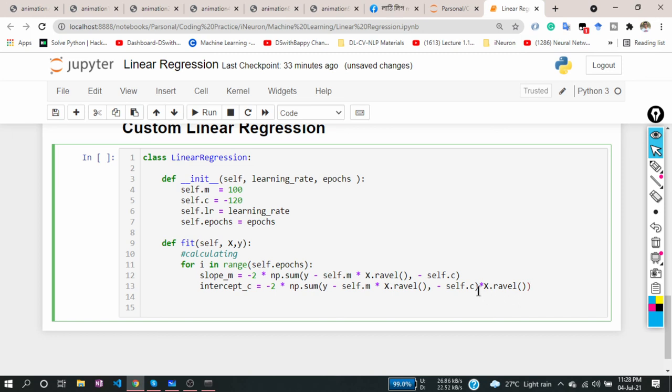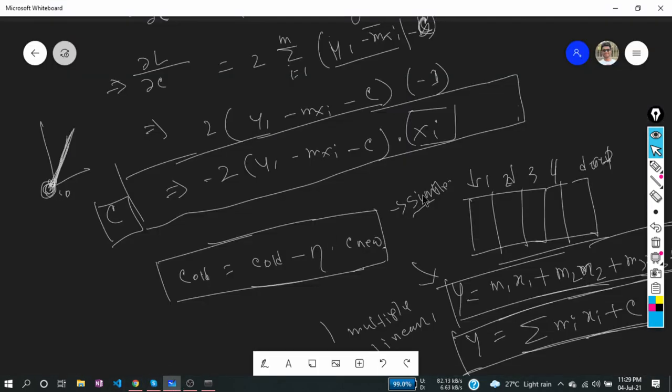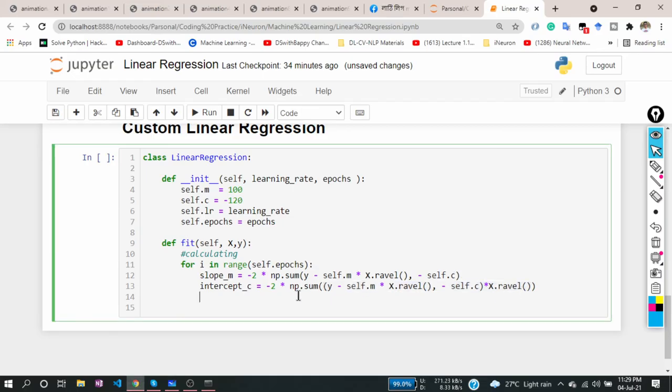Why is a bracket required? Bracket is not required. Wait, I think no, it will be bracket. Let me check. You have to give one more bracket in the starting. Okay, sum, because we are summing. First of all, we are summing, right? And as well as that, we are multiplying by xi, right? That's why we have to close this bracket also. Then we have to write this in between that.